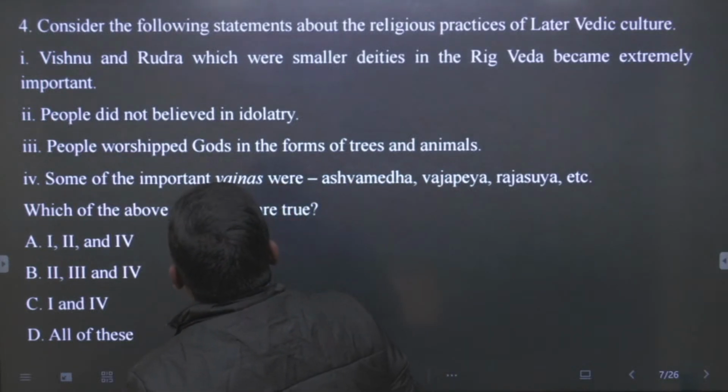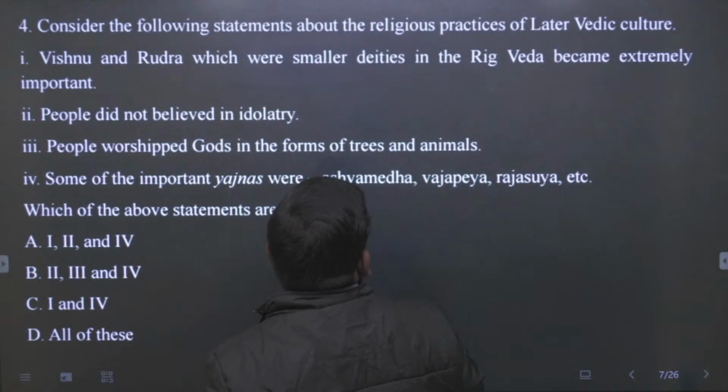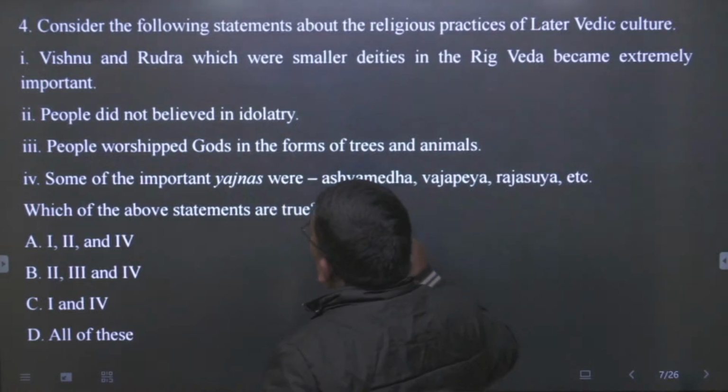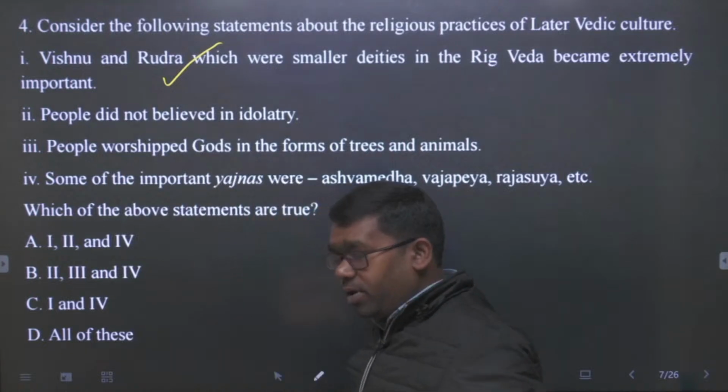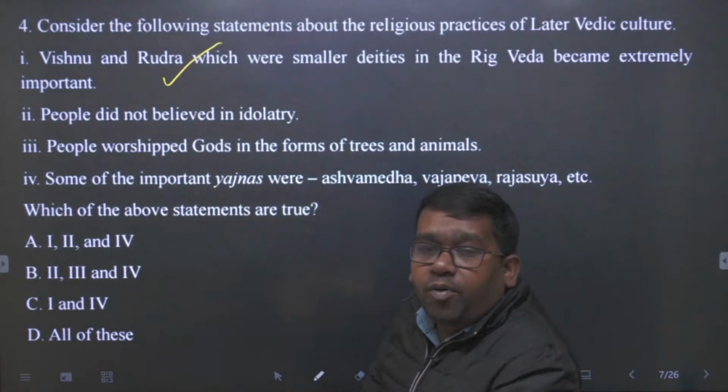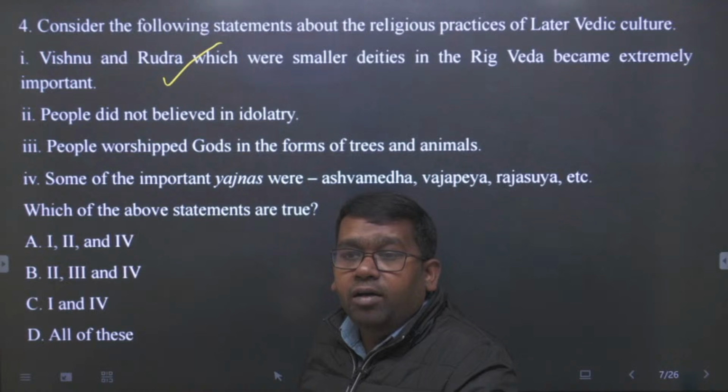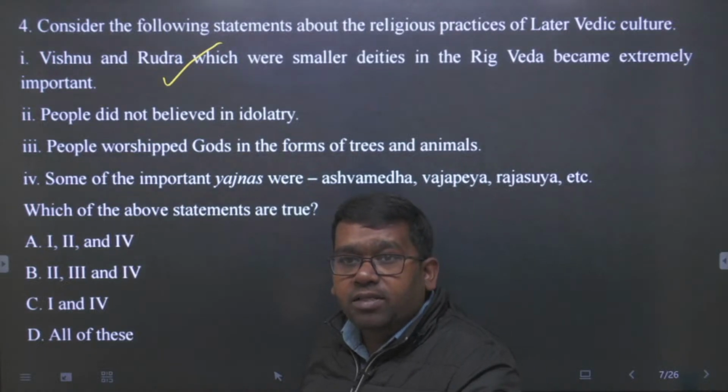Vishnu and Rudra, which were smaller deities in the Rig Veda, become extremely important. हमने बात किया ना ब्रह्मा, विष्णु, महेश. So they become more important, and the power and the prominence of Indra declined by this time. So okay, this statement will be true.